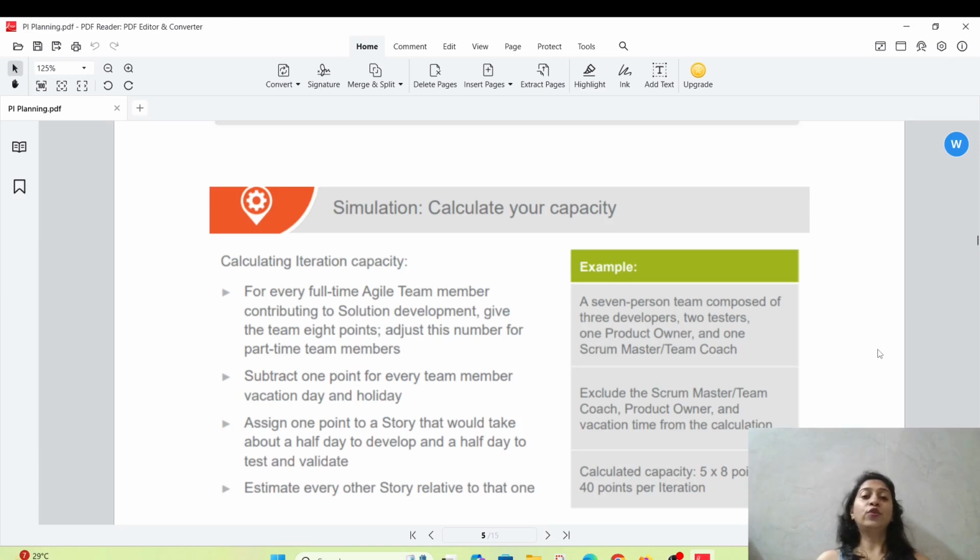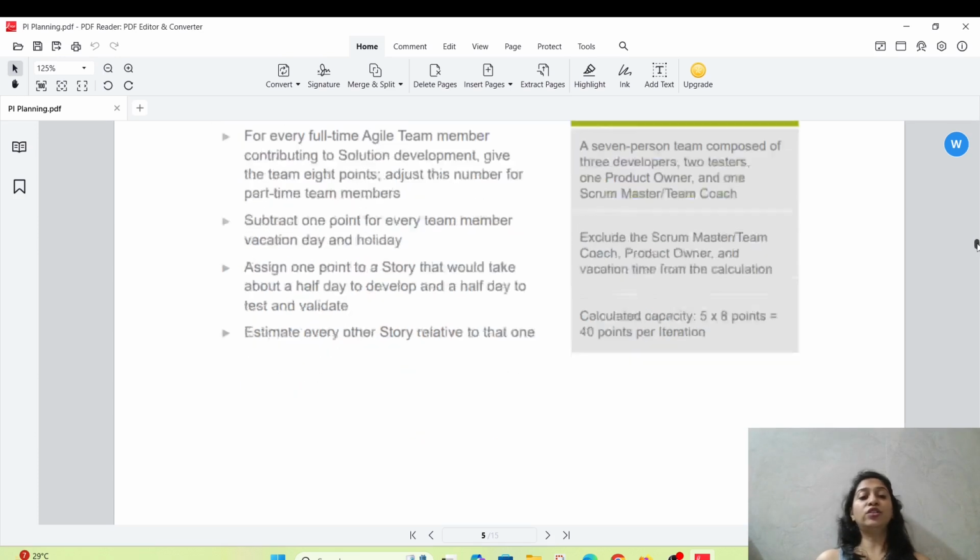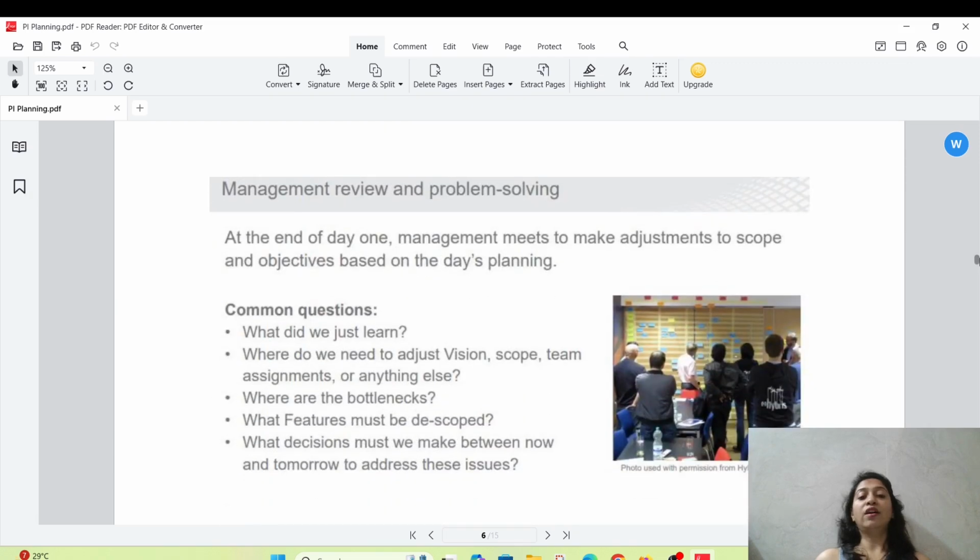In this video we are covering PI planning part 2, whatever remained from the last video. In the last video, the last topic we discussed was capacity and velocity planning. Let's go ahead with the other topics related to PI planning.